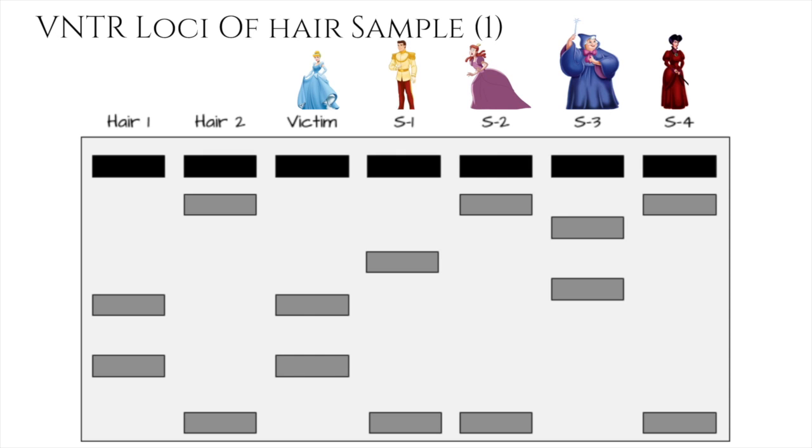Now we have suspect 2, Anastasia, who is the daughter of Lady Tremaine. We can see they are related because they have at least 1 band in common. However, they have both bands in common, which matches the hair left at the crime scene. This means suspect 2 and 4 cannot be excluded from the suspect list. Lastly, suspect 3, Fairy Godmother, has no matching band, so she can be excluded.